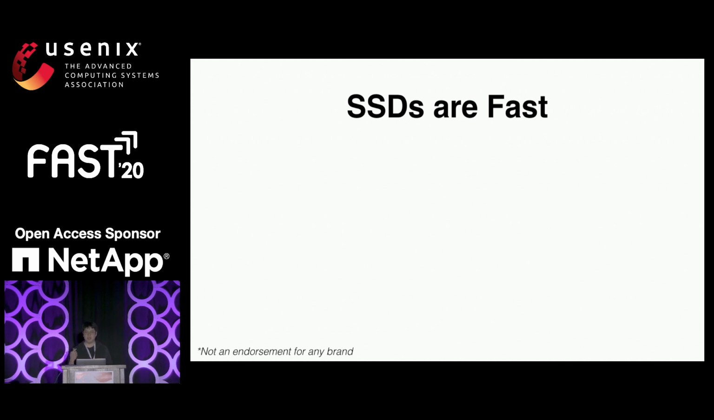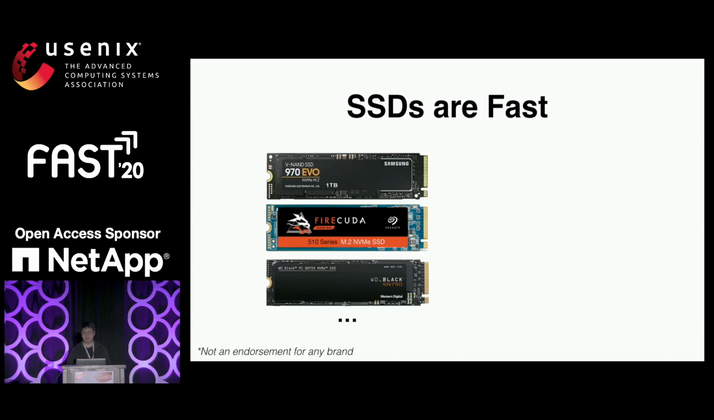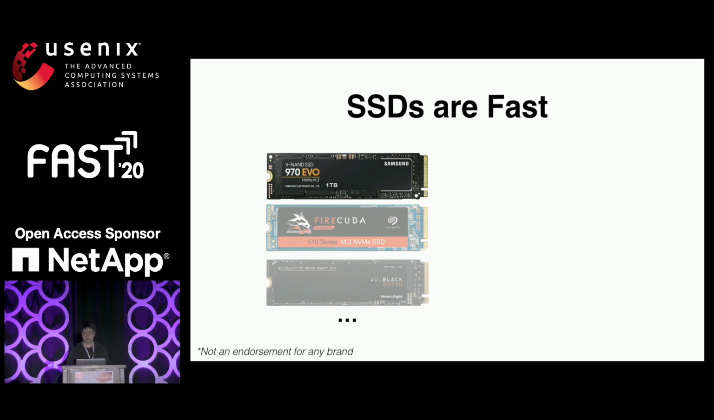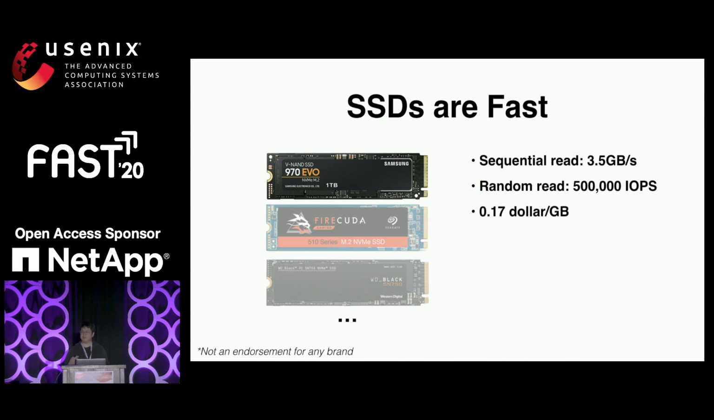SSDs are fast, especially the NVMe SSDs. The SSD on the top, in particular, has sequential read performance of 3.5 gigabytes per second. It can do random read with half a million IOPS, and it's very cheap.